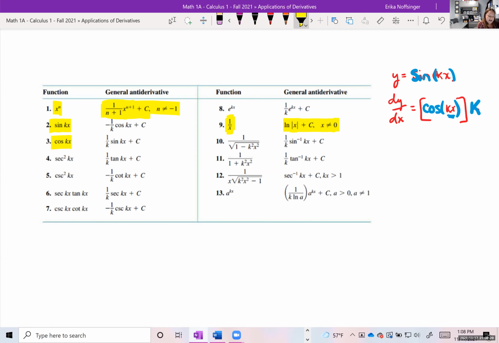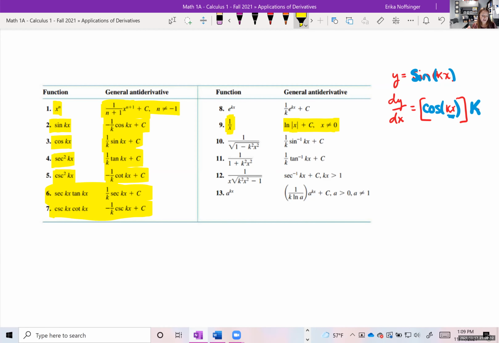Okay, so cosine of kx, that would be 1 over k sine kx plus c. Secant squared of kx, the derivative of tangent x is secant squared, so it would be 1 over k tangent kx plus c. The derivative of negative cotangent gives us cosecant squared, but we have to divide by that k because of the k out front here. And so I can continue on. It's basically all these trig functions we looked at yesterday. If there's a coefficient in front of that x, we have to divide by that new coefficient.